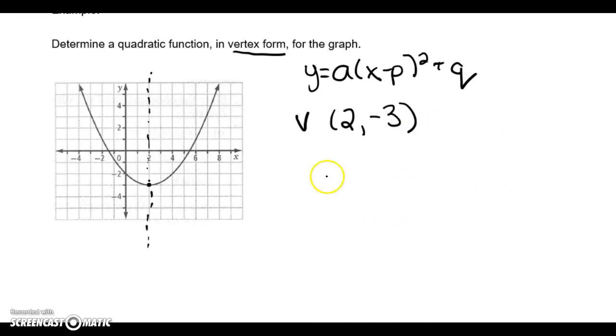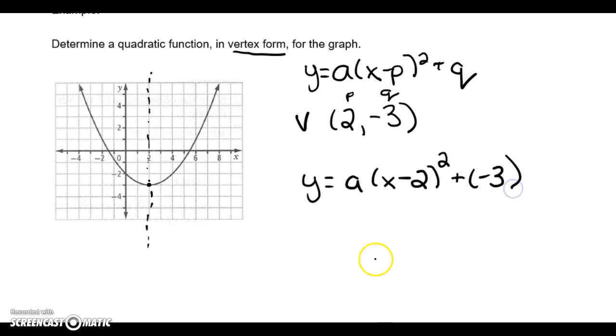Then we can put this into our equation. So we have y is equal to a times x minus our p value. Remember, we have p and q, so we want this p value. Then that value is squared, and we're going to add our q value, or add negative 3. I'm just going to rewrite this to clean it up. So we have y is equal to a times x minus 2 squared minus 3.